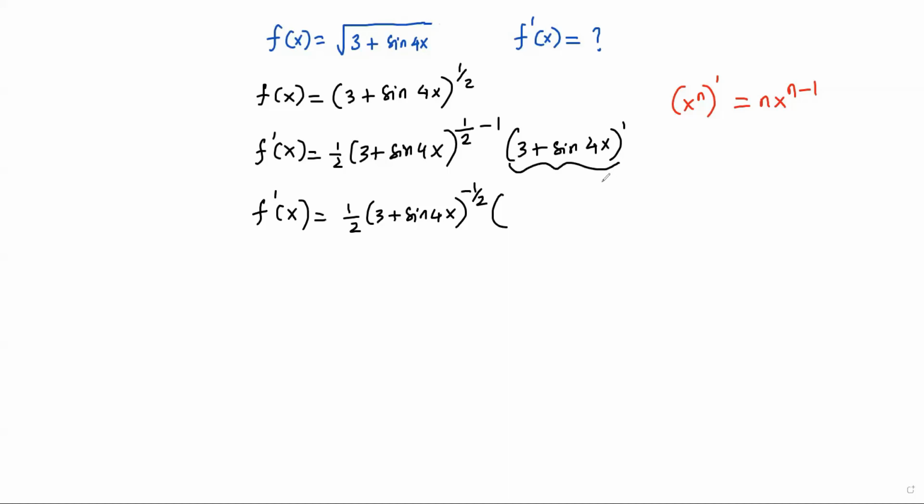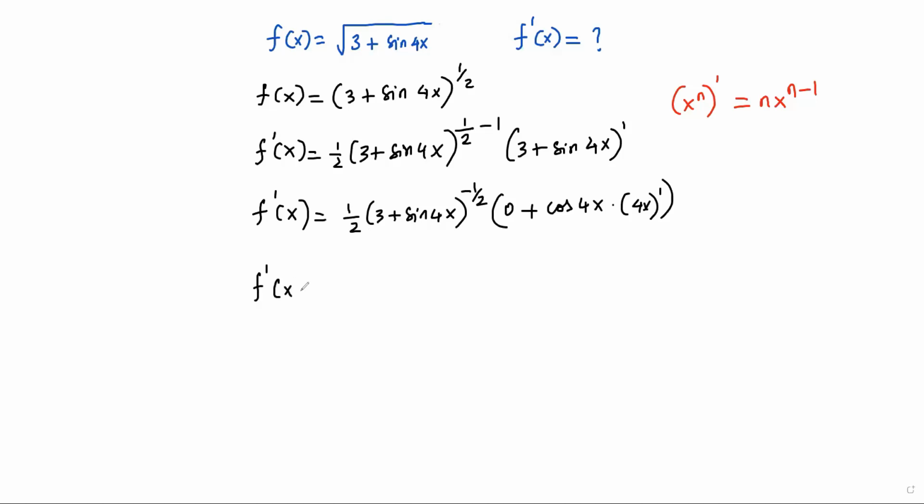Now I have to do the derivative for this 3 plus sine 4x. So 3 is a constant, its derivative is 0, and the derivative of sine is cosine. Then we have 4x. Here I've got the derivative only for sine, so I got cosine. By the chain rule, I have to do a further derivative for this 4x. So times (4x) prime. Here we have a negative exponent for the expression 3 plus sine 4x. To make this negative exponent positive, I have to move this term to the denominator. Okay, let's do it in the next step.